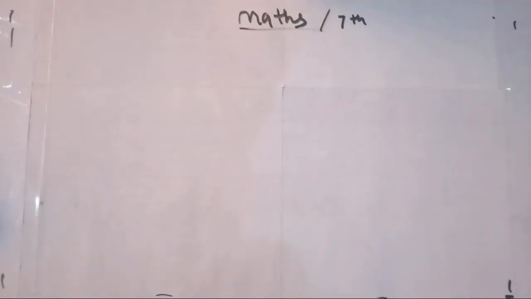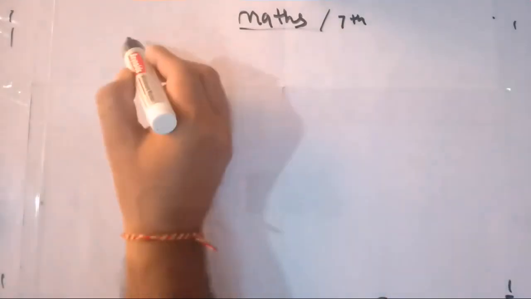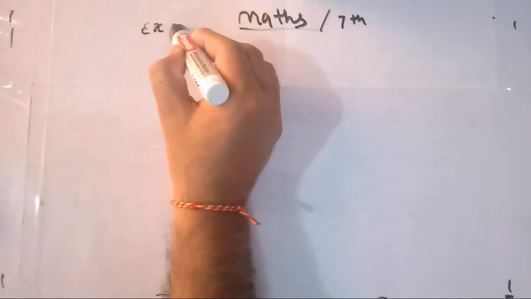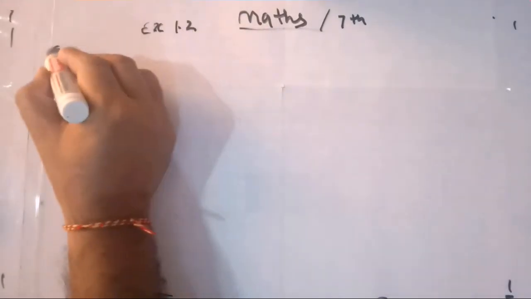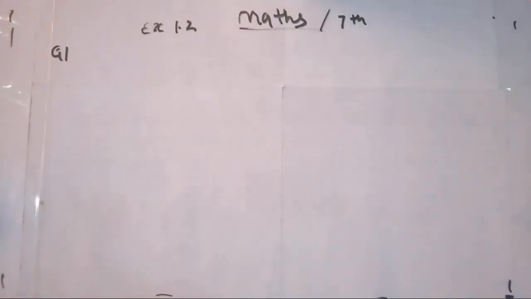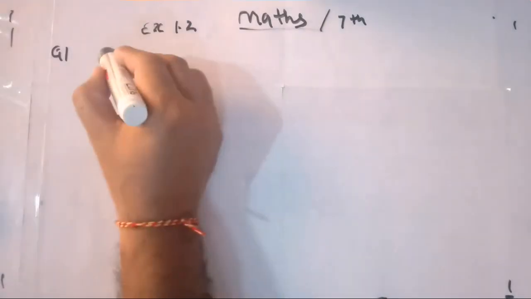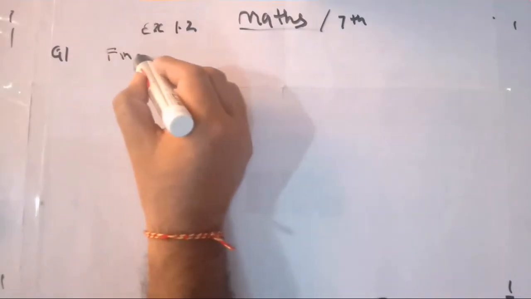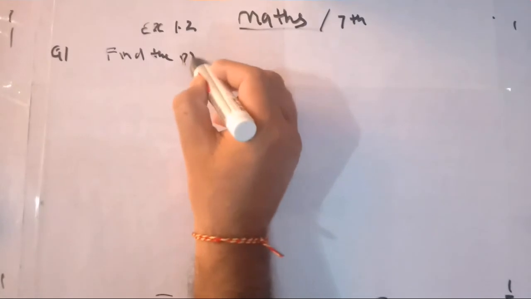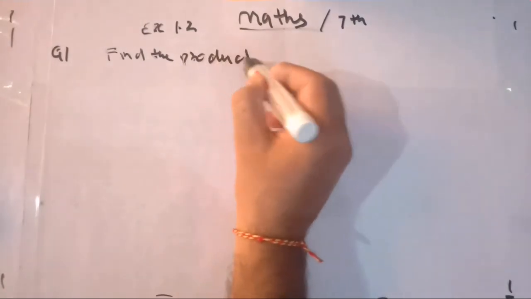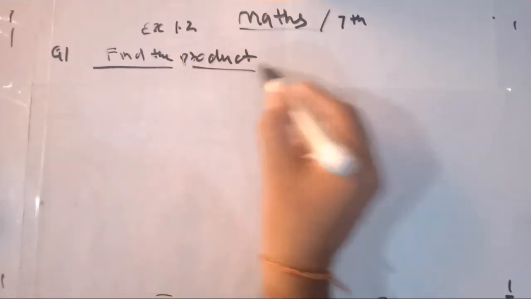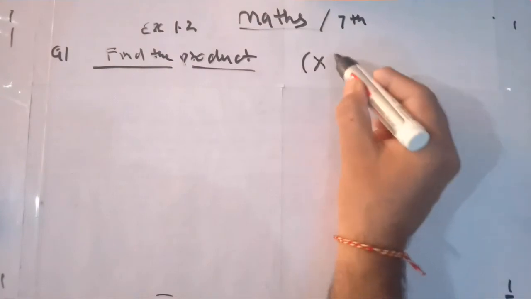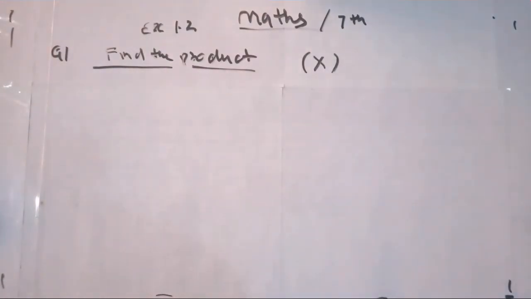So guys, today we will take a very important topic from Mathematics class 7. Mathmate book exercise 1.2. Your class is 7, exercise 1.2, your question number 1. In the first question, beta, find the product. You know what the meaning of product is. Product means you have to find out the multiplication.